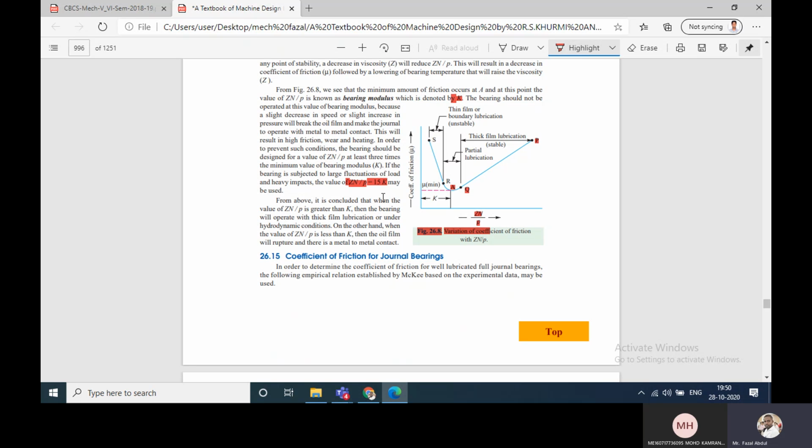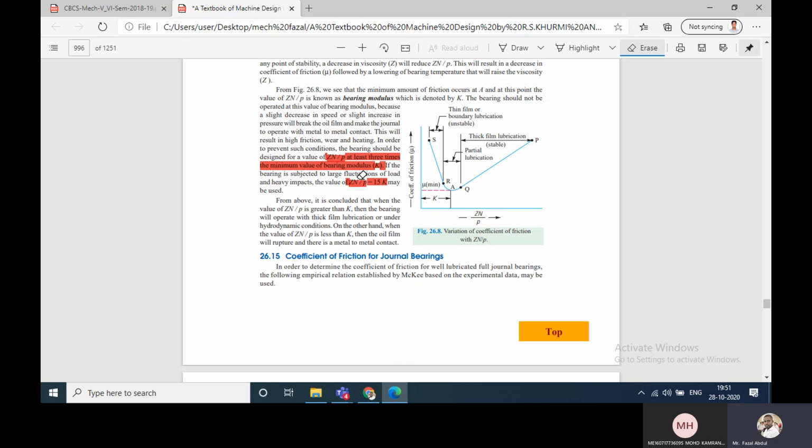Okay. The general value is at least 3 times. ZN by P value is at least 3 times the K value. For general design, ZN by P is at least 3 times the minimum value. It means ZN by P is equal to 3K. For heavy load applications, ZN by P is equal to 15K. Whatever the values, you can blindly remember this: ZN by P is always greater than K.